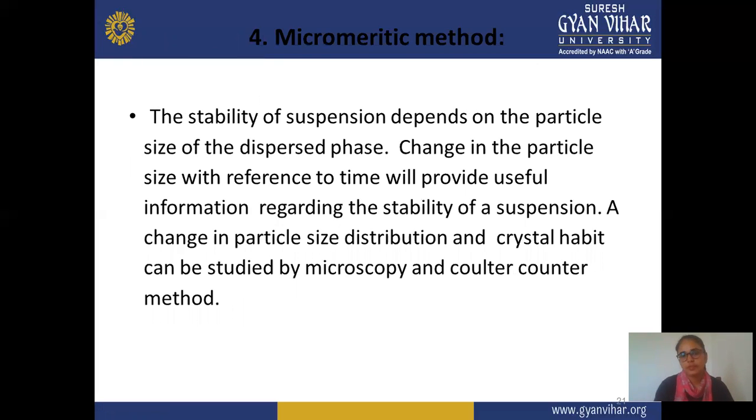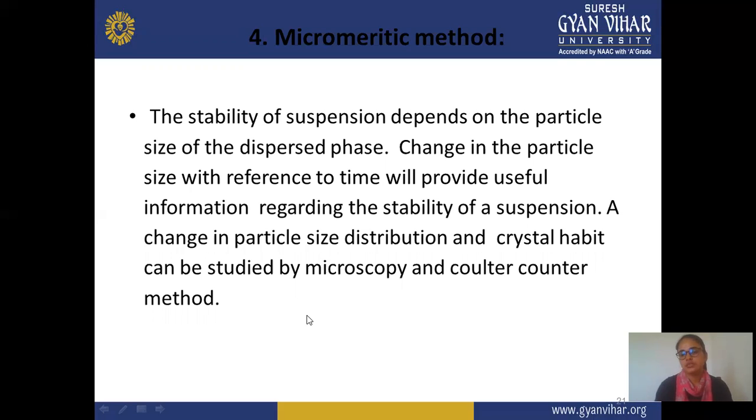Next is Micromeritic method for suspension. In this, the stability of the suspension depends on the particle size of the dispersed phase. Change in the particle size with reference to time will provide useful information regarding the stability of the suspension. And change in particle distribution and crystal habit will be studied by microscopy and Coulter counter method. Means in Micromeritic method, you check the stability of the suspension, or the particle size present in a suspension, dispersed in a solution in the dispersed phase.